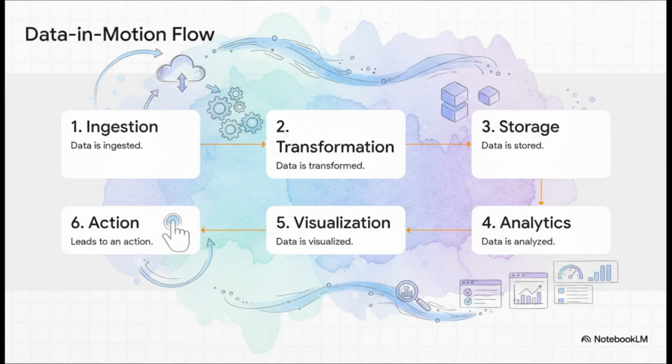And the process for this kind of data is just so streamlined. Let's imagine a sensor on a factory floor. First, the data is ingested. Maybe it gets transformed from Celsius to Fahrenheit. Then it's stored, analyzed for any weird patterns, and then visualized on a dashboard. Finally, and this is the cool part, it can trigger an action, like sending an alert. The key here is that this all happens seamlessly inside Fabric, from the sensor all the way to the action.